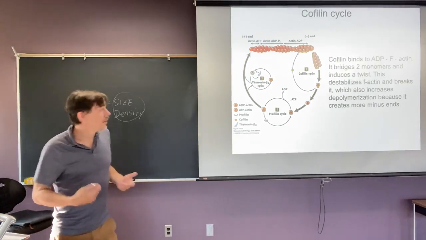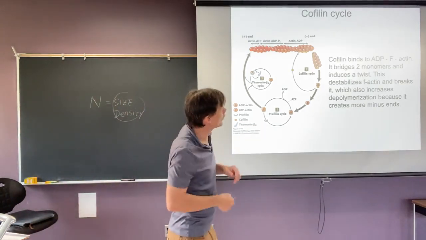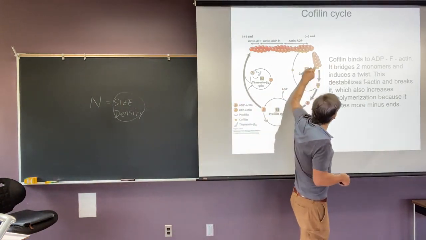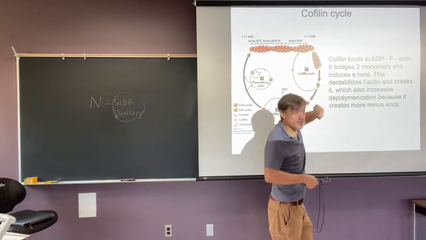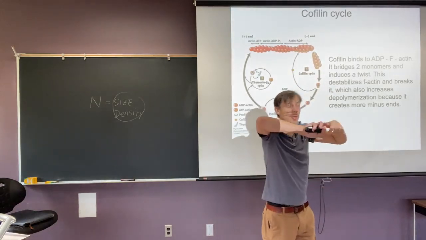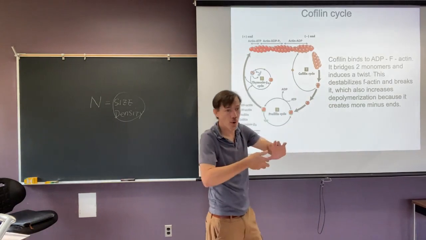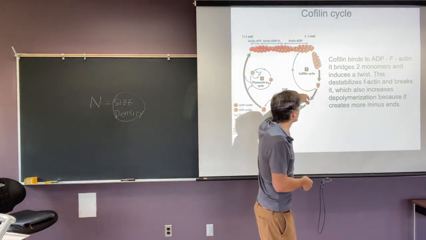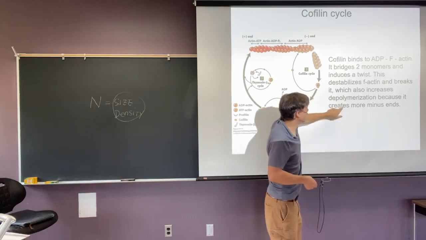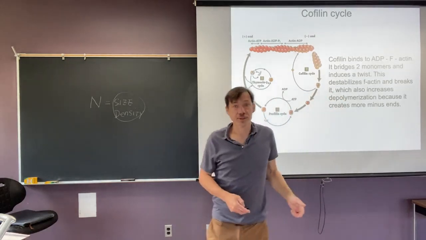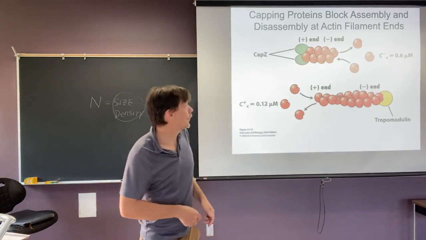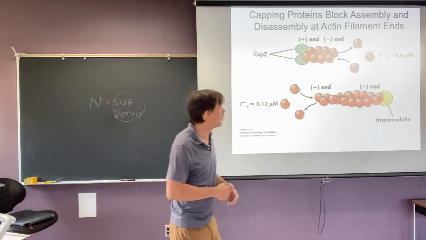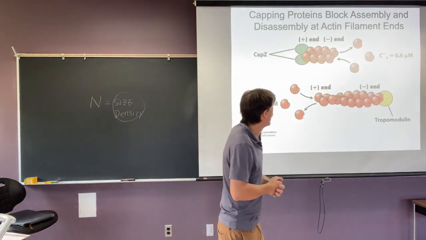And then in terms of the cofilin cycle, once again, cofilin's over here. It binds between sets of monomers. It induces a little twist. So when I was talking about torque, there's a force, and it breaks it down. And the big idea is that this creates a lot more myosin. So, all right.